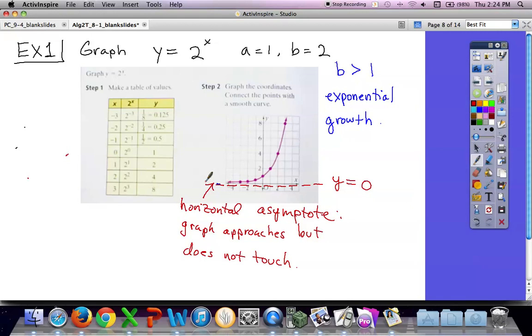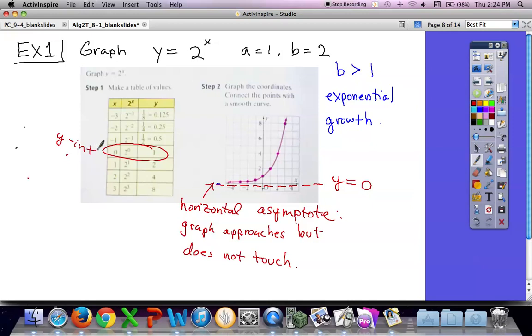So again, because b is greater than 1, this is exponential growth. Because of that, it does not have any x-intercepts, but it does have a y-intercept. What's the y-intercept? Where does it cross the y-axis? At 1. At x equals 0, y equals 1. Right there. That is the y-intercept.